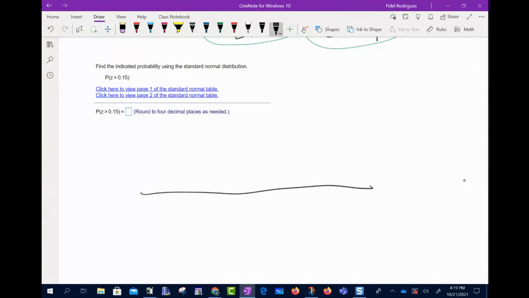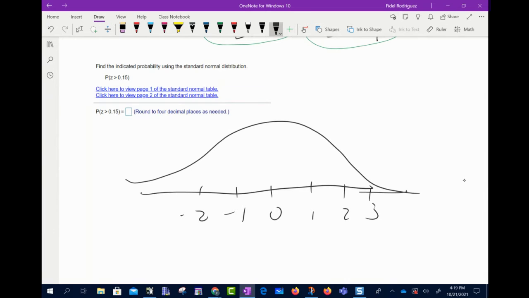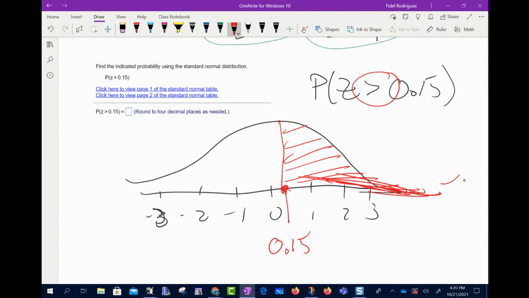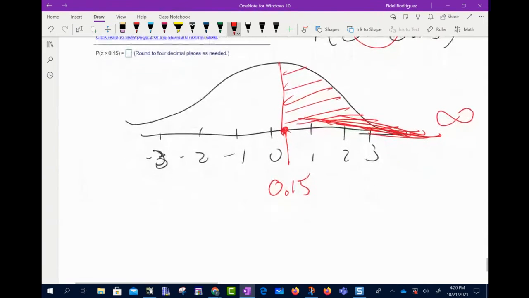So again, first thing I do, I draw my normal curve. Looks something like this, right? I know there's 0, 1, 2, 3, -1, -2, -3. And we're looking for the probability that z is greater than 0.15. So I say, right about here is my 0.15. Because we are going to the right, we're now interested in the area going this way, right? So again, we're going to approach the idea of infinity.